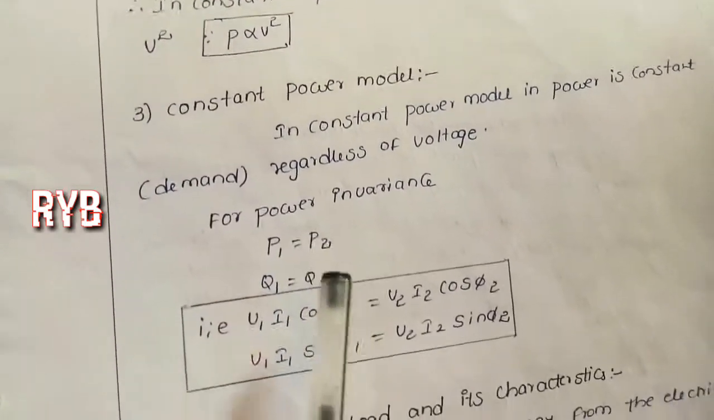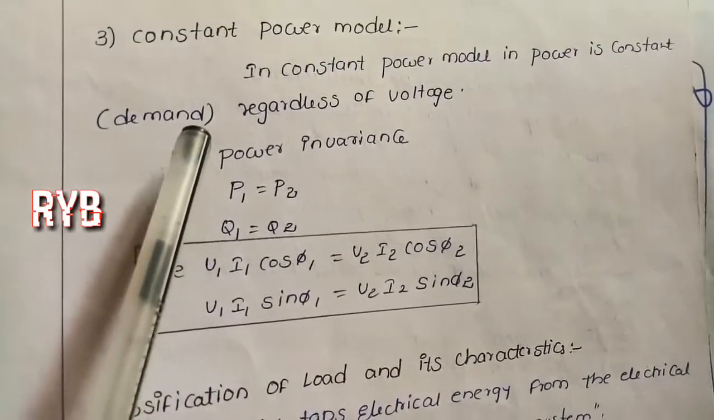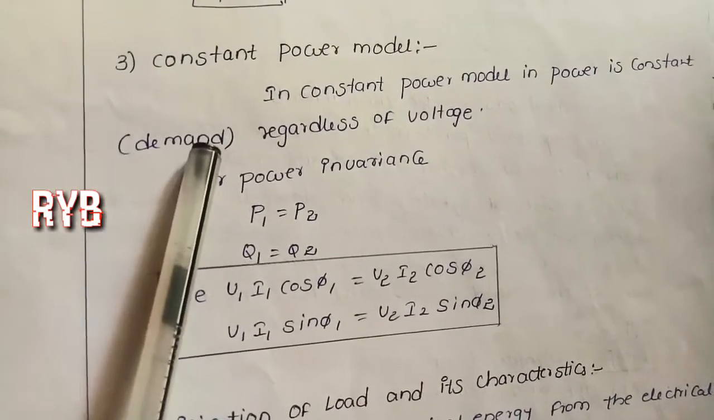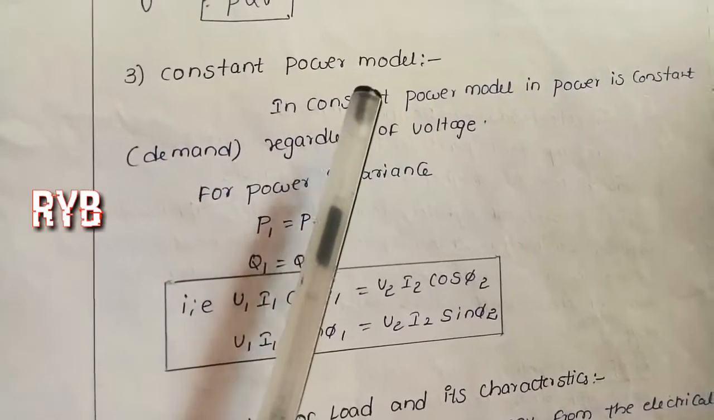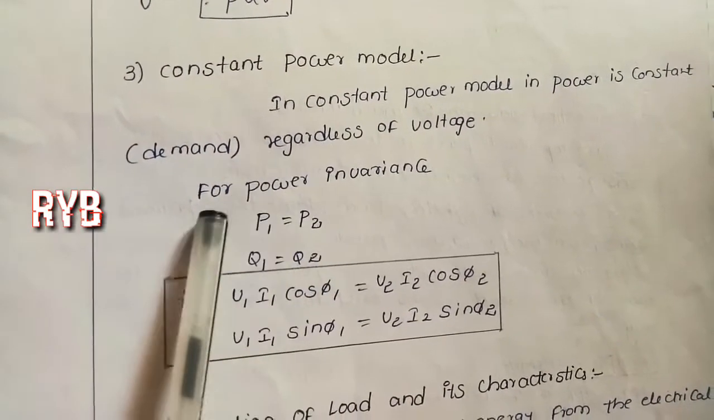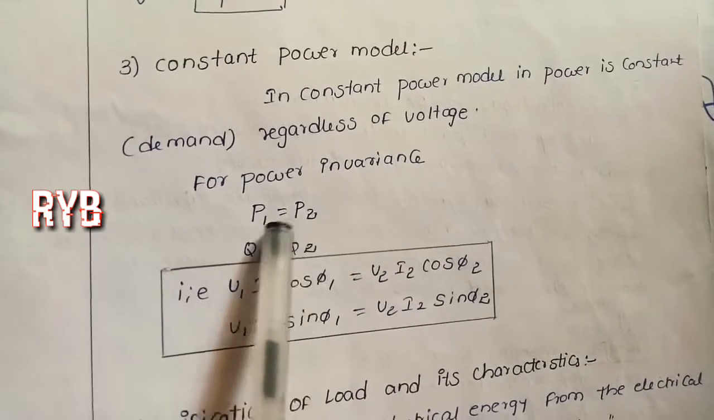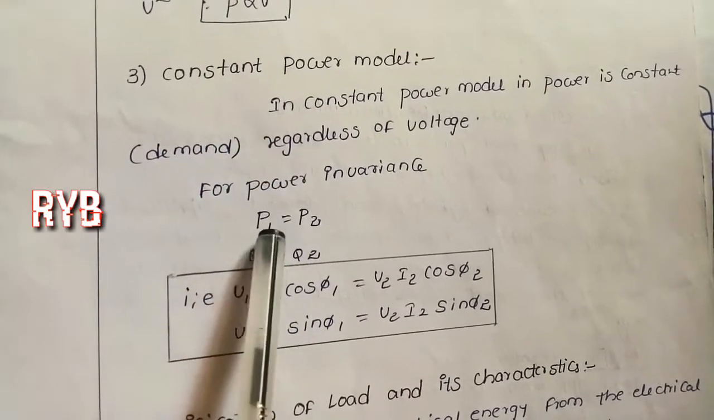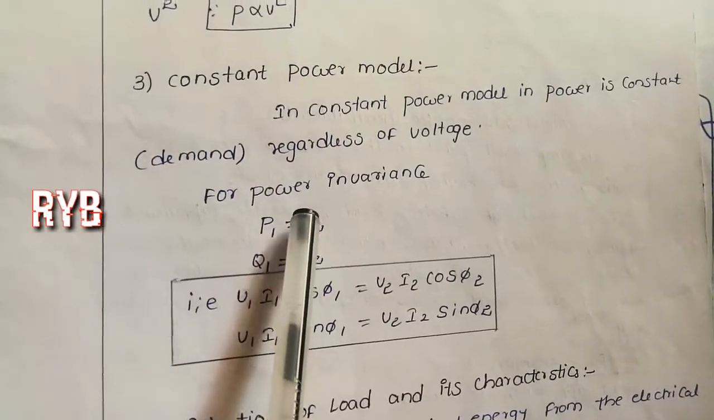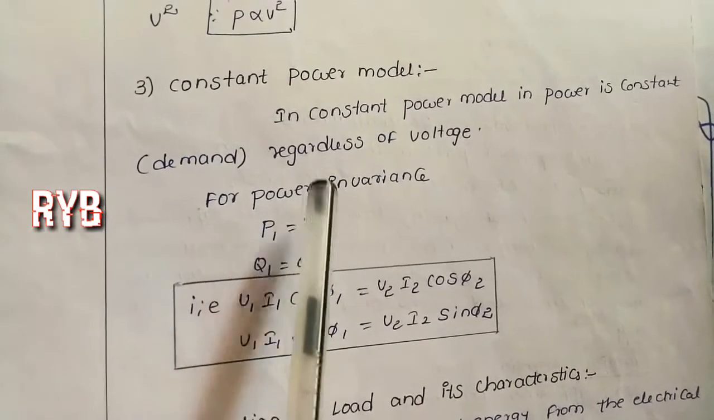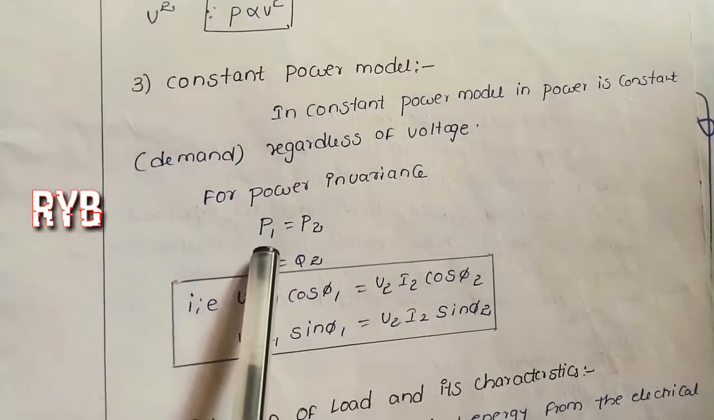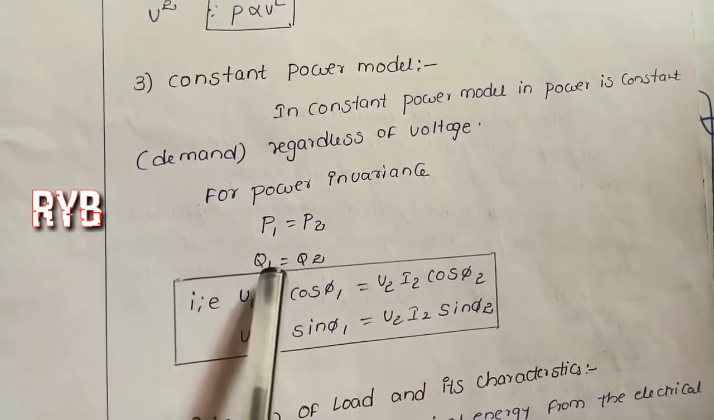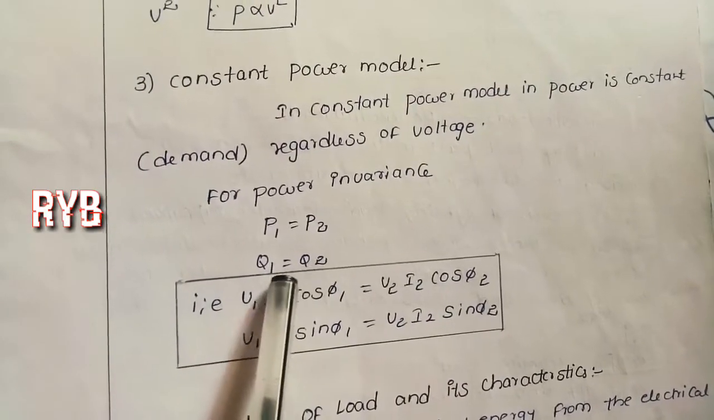Coming to the constant power model. In this model, power or demand is maintained constant regardless of voltage. Voltage may vary and current may vary. For power invariance, because it is a constant power model, constant power will be there. That means power is invariant, not variant. It is P1 equal to P2. From that, Q1 equal to Q2.